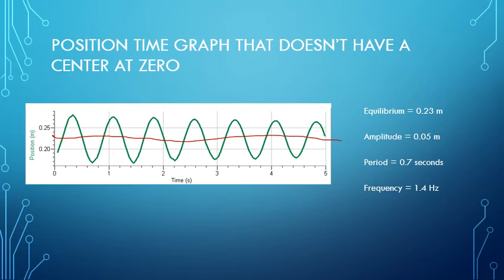Okay. And if you track that, you get an equilibrium point of 0.23 because it's just below that part there. If I measure the distance, this is at 0.28. So from 0.28 to 0.23 gives me 0.05 meters.